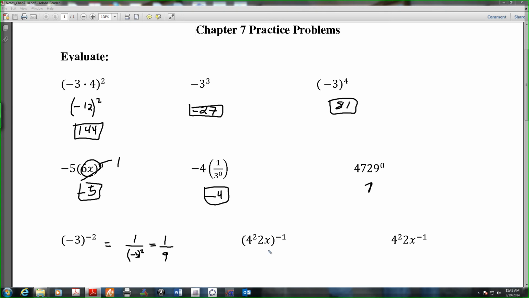Same thing here, but first we have to use power of a power, so this is going to be 4 to the negative 2 times 2 to the negative 1 times x to the negative 1. We notice that because all of them are negative, they're going to be in the denominator. So this is 1 over 16 times 2 times x, which is 1 over 32x. This is our actual answer.